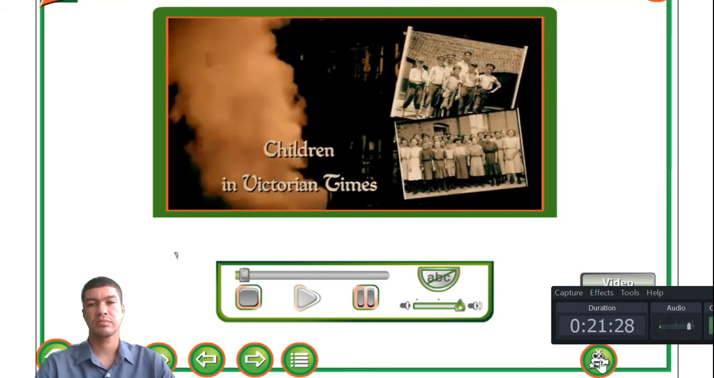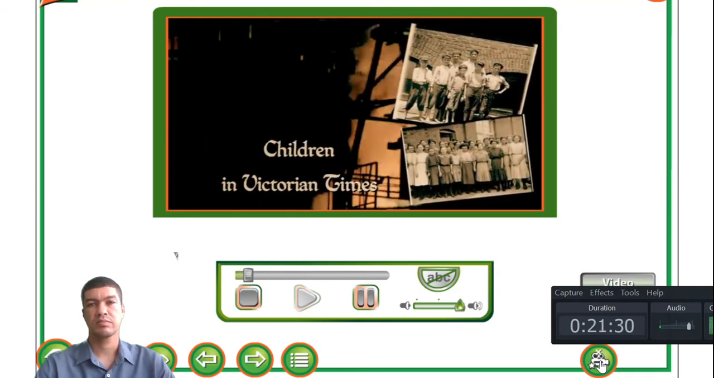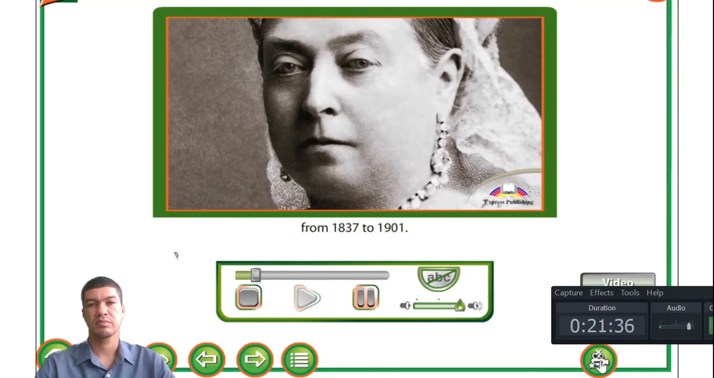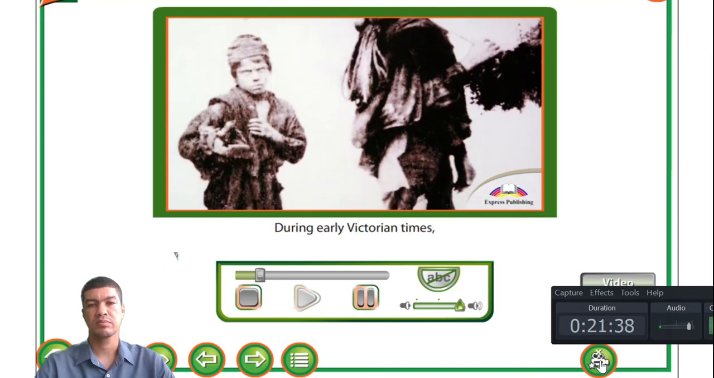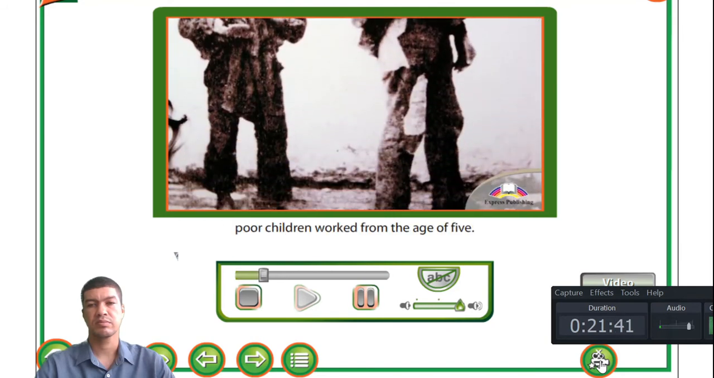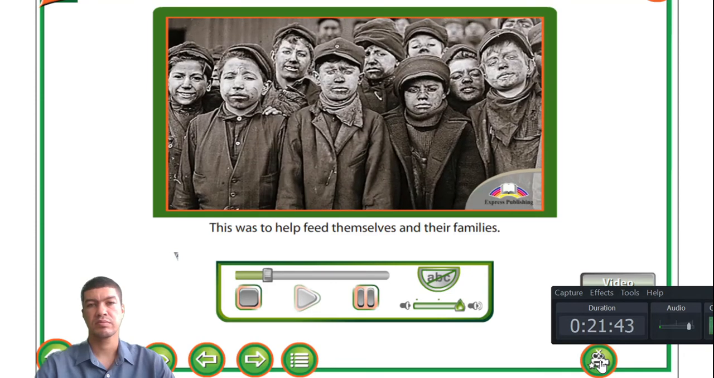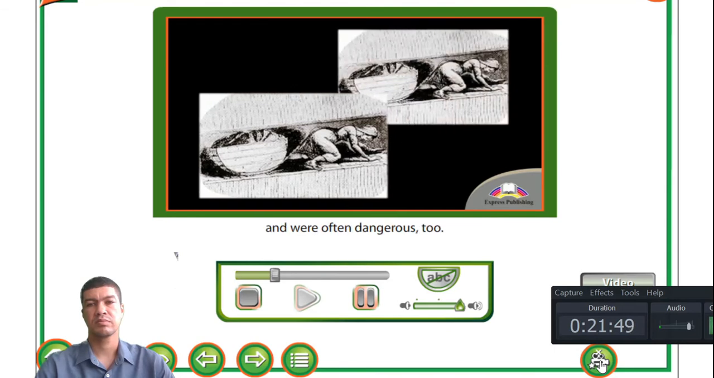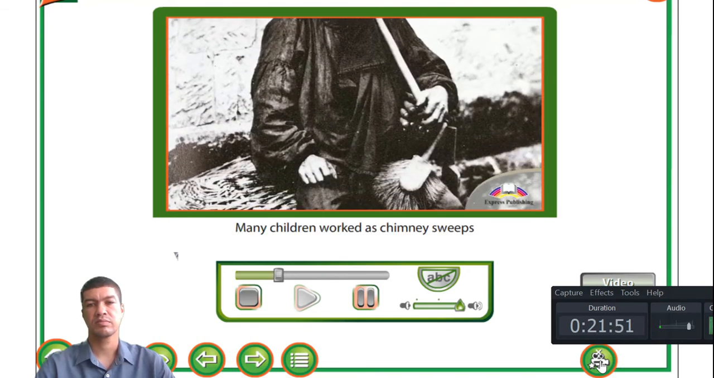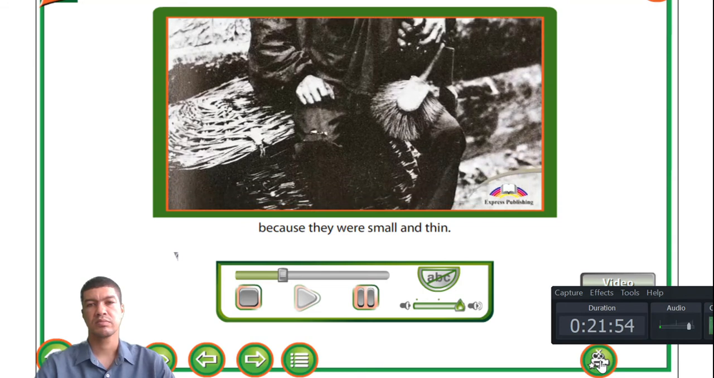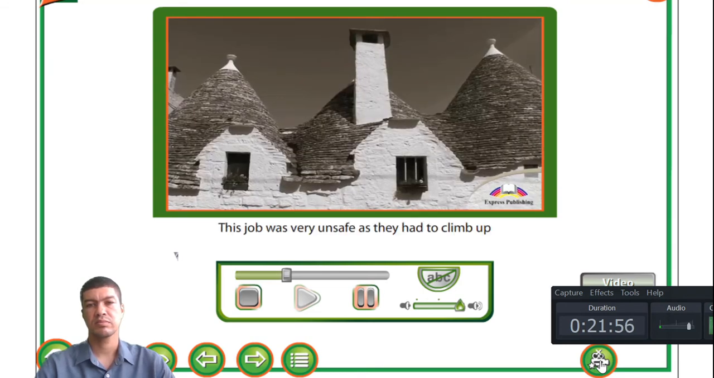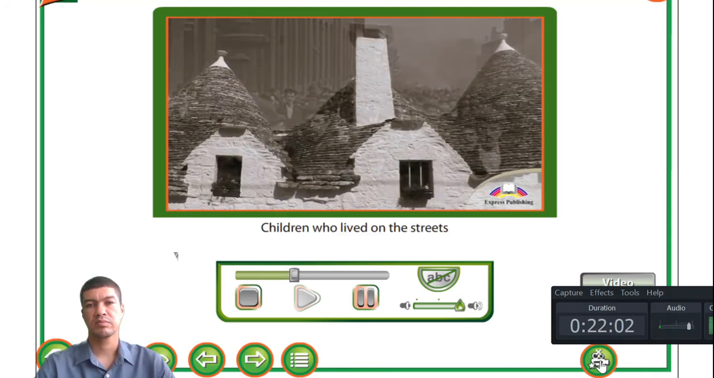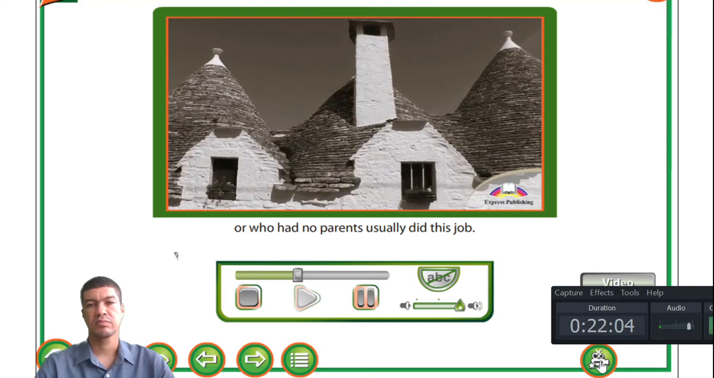Children in Victorian times. Victoria was Queen of Great Britain from 1837 to 1901. During early Victorian times, poor children worked from the age of 5. This was to help feed themselves and their families. These jobs weren't easy and were often dangerous too. Many children worked as chimney sweeps because they were small and thin. This job was very unsafe as they had to climb up narrow chimneys to clean them. Children who lived on the streets or who had no parents usually did this job.